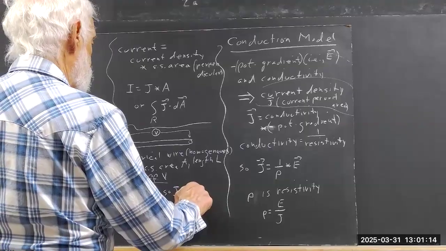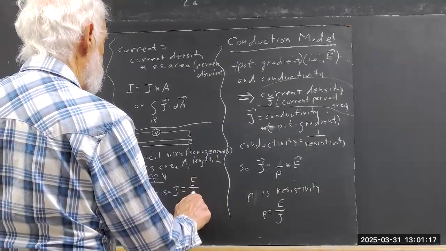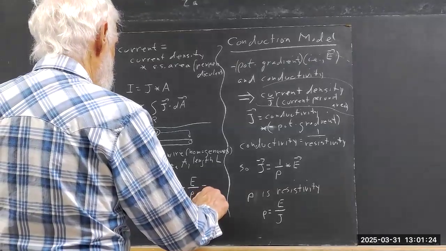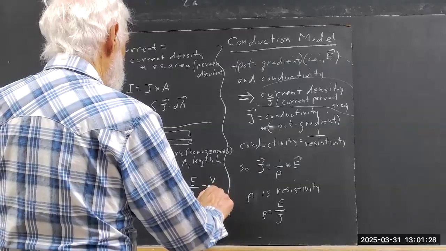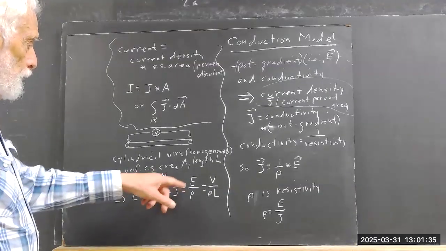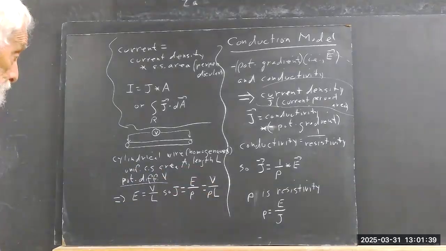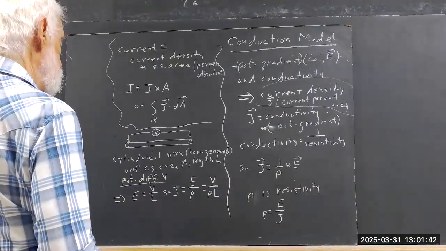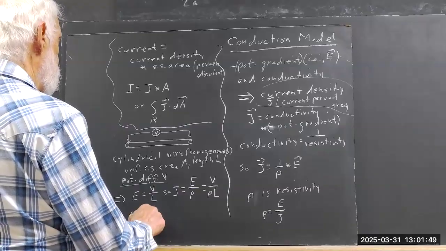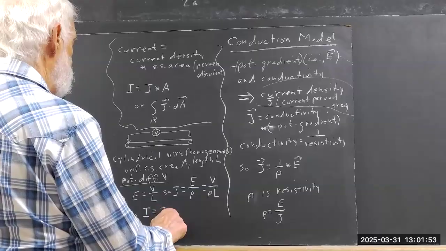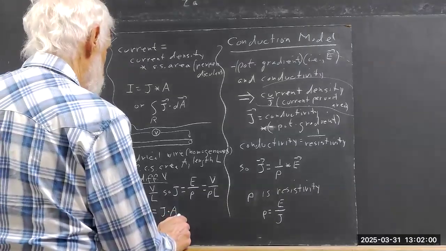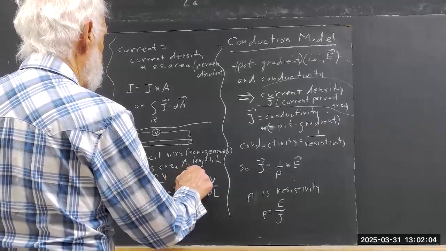So J equals E over rho, which is V over L over rho, V over rho L. So the current is the current density times a cross-sectional area. I'll use A_CS.